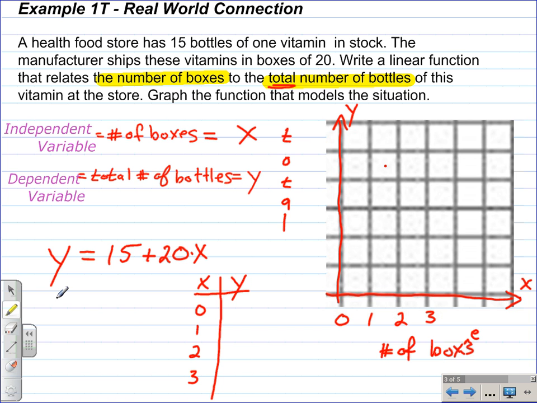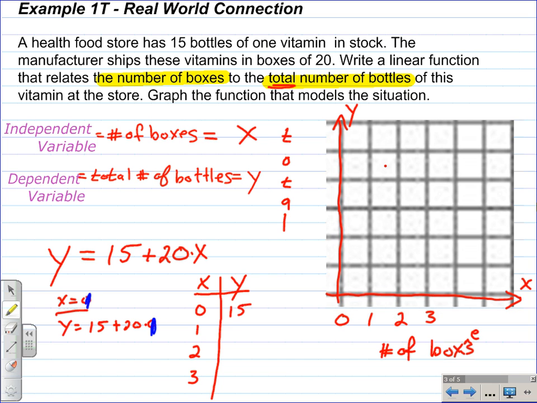x. So when x is equal to 0, I substitute in y is equal to 15 plus 20 times 0. Doing the math on this using the order of operations, 20 times 0 is 0, plus 15 is 15. When I substitute 1 in, I would just change this x is equal to 0. I change to 1, and this 0 would change to 1. So then I do the arithmetic on this. 20 times 1 is 20, plus 15 is 35.